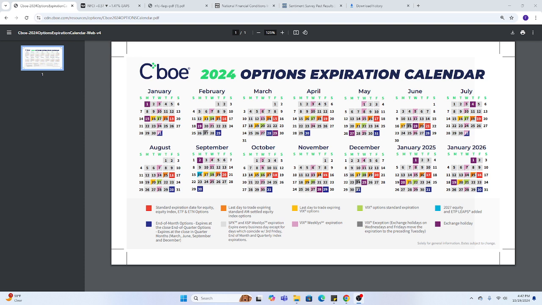So, for example, we're in October right now. So you have your VIX expiration. Last day to trade VIX was the 15th, and then your expiration would then be the 16th for your volatility products. So just look at price action around these dates.